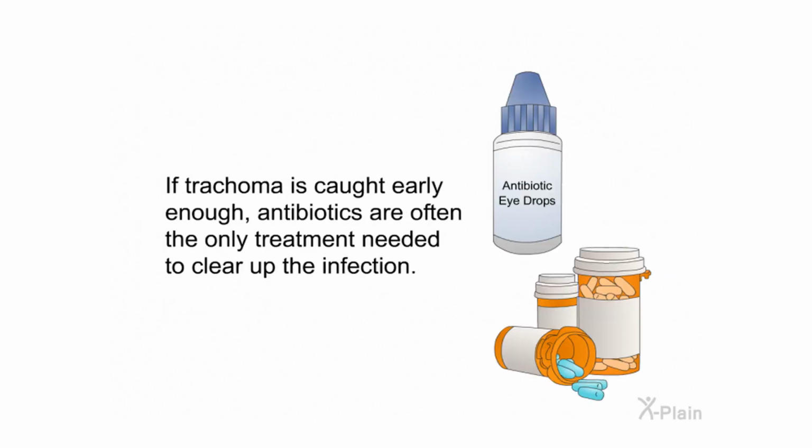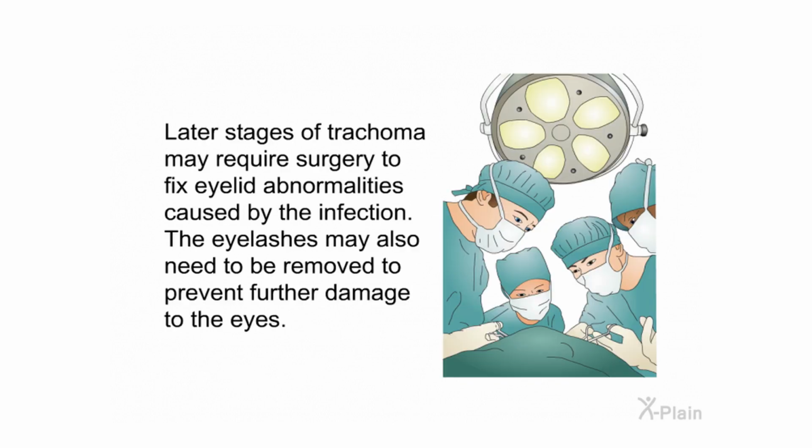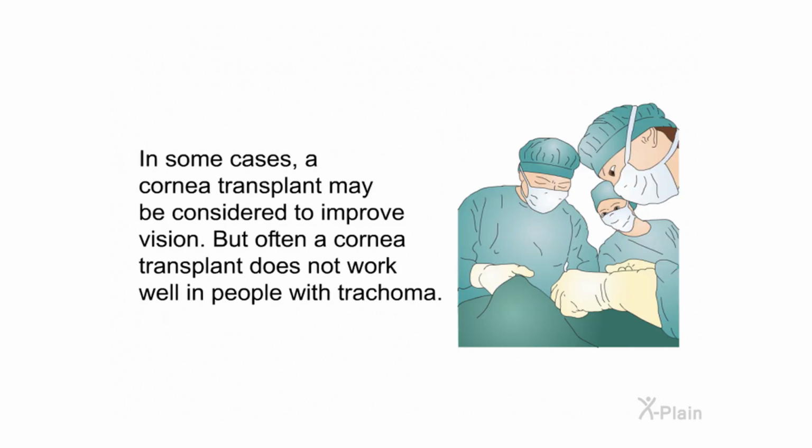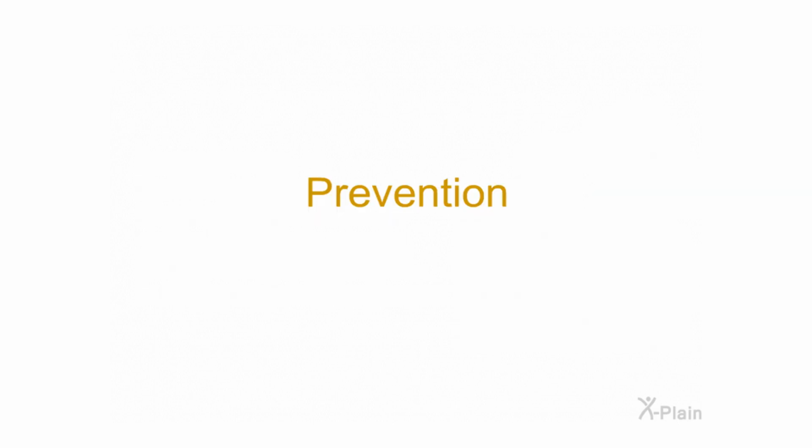If trachoma is caught early enough, antibiotics are often the only treatment needed to clear up the infection. Later stages of trachoma may require surgery to fix eyelid abnormalities caused by the infection. The eyelashes may also need to be removed to prevent further damage to the eyes. In some cases, a cornea transplant may be considered to improve vision, but often a cornea transplant does not work well in people with trachoma.